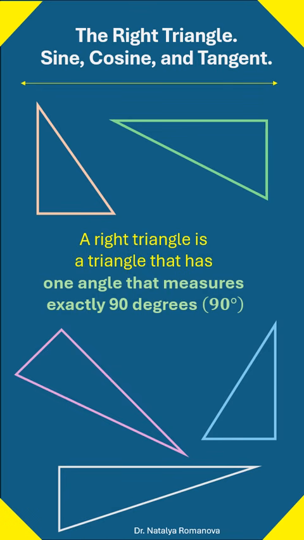A right triangle is a triangle with one right angle. So all the triangles here are right triangles, because every triangle here has an angle equal to 90 degrees. It is a right angle.